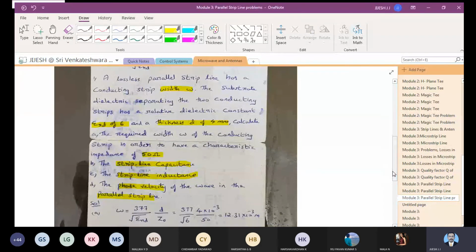Once you find out the value of W, then the rest of the things are straightforward equations for the capacitance, inductance, and phase velocity. You can substitute the values and simplify it further.